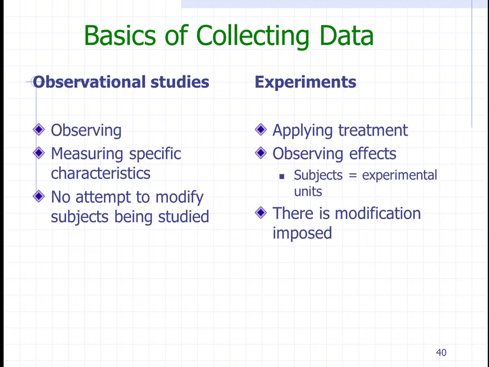It might be looking at how fragrance affects people. Maybe we're going to do a study in a department store, and we try different fragrances in a department on different days to see if buying is higher with different kinds of fragrances in the air. So we're applying a treatment, we're observing the effects, and we call them subjects when they're human beings, otherwise we call them experimental units. They're the same thing. But the important thing about an experiment is that there is a modification imposed.